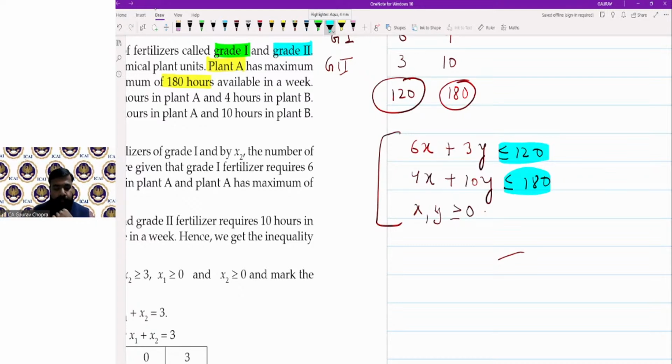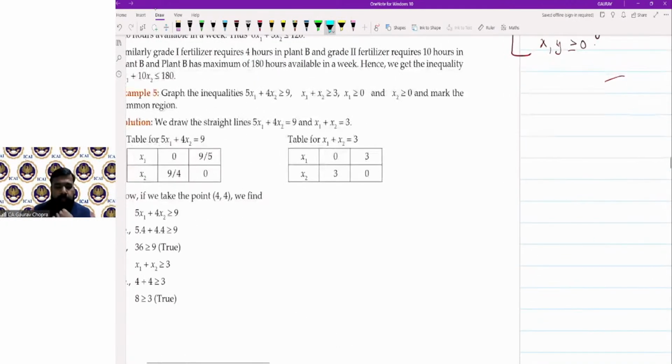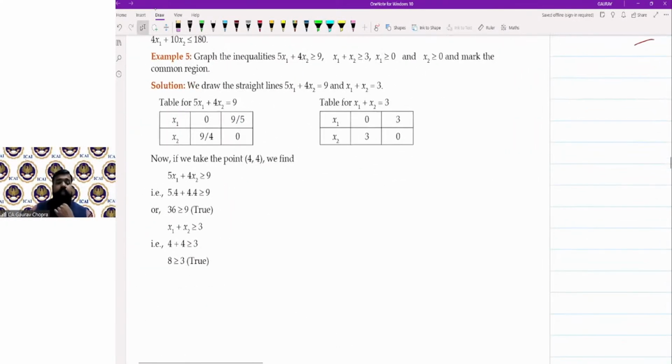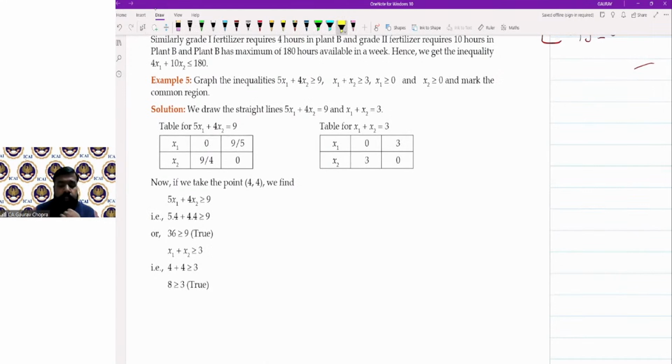Okay, so now next comes example number 5. In example number 5, we have to just mark the common region. In the options, 4 graphs will be given, और उन चारों ग्राफ में से आपको देखना है कौन सा शेडेड रीजन एकदम एक्यूरेट है, करेक्ट है. So let us see the inequalities first.